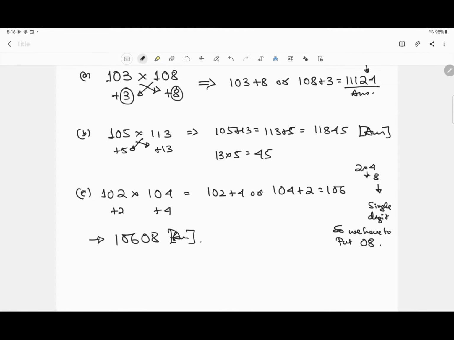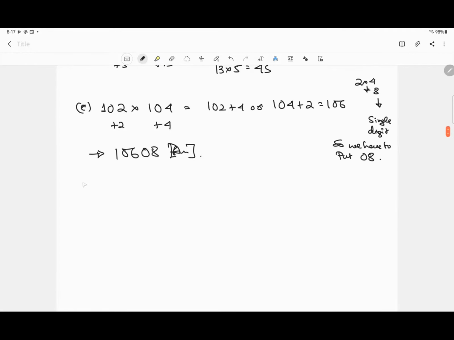Okay, so now I am leaving one multiplication for you to practice. Let it be 103 into 109. So do it yourself and have the fun. Okay, it's simple and very accurate.